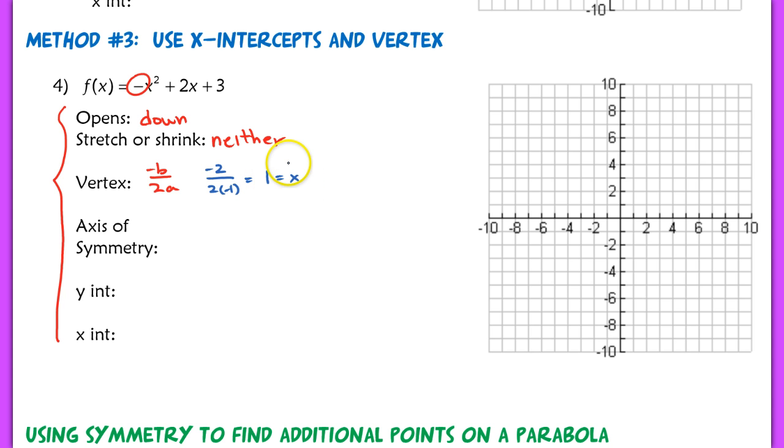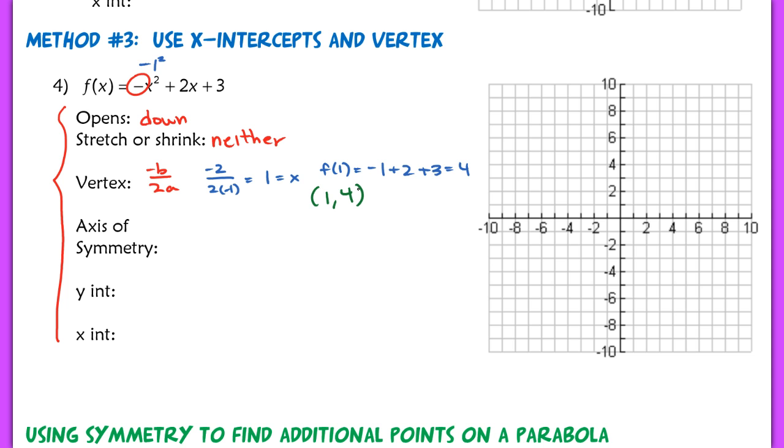That's my x-coordinate. Now I'm going to find f of 1 to find my y value here. When I plug in 1, I get negative 1. So 1 squared with a negative out in front is negative 1. This is really the opposite of x squared. Okay? So we have negative 1 plus 2 plus 3, and that gives me 4. So my coordinate for my vertex is (1, 4).